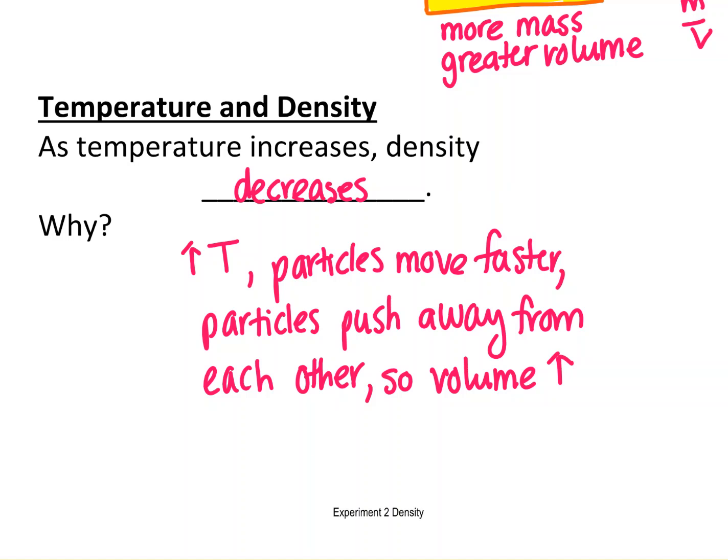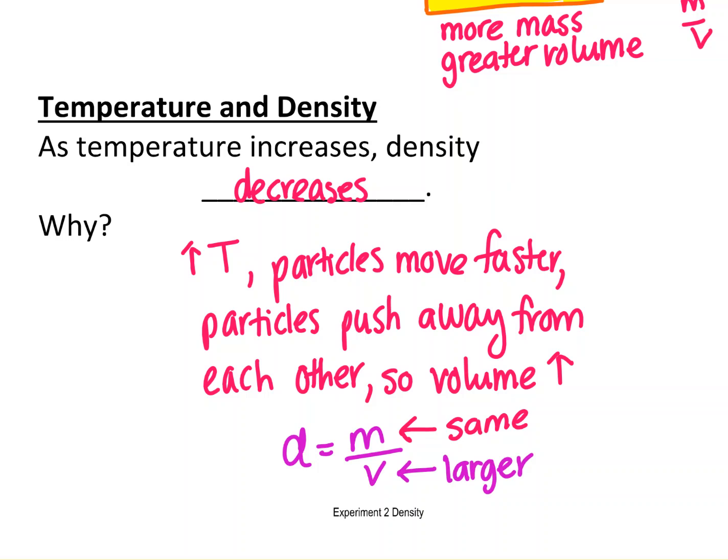So if we look at how density is calculated, the mass would be the same if we're talking about the same piece of material, like our gold coin or whatever, but the volume being larger, when you divide by a larger number, density will be lower. This is why hot air will rise, because as it's heated, it spreads out. The particles being more spread out makes it less dense, and if it's less dense than its surroundings, it will float.